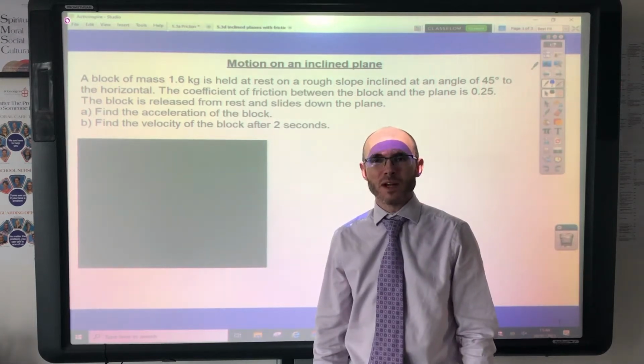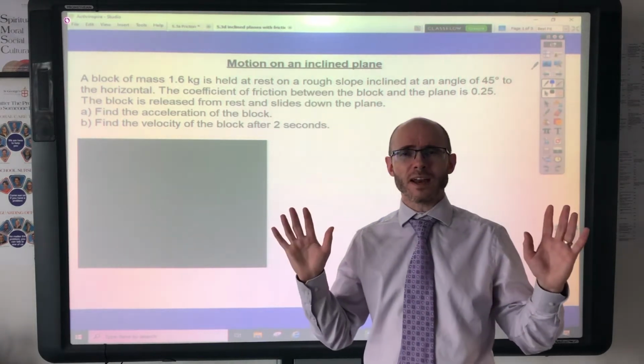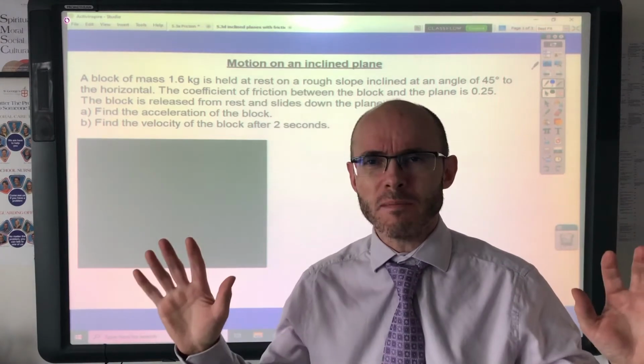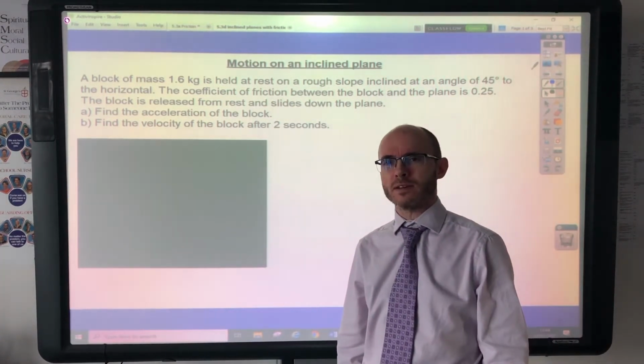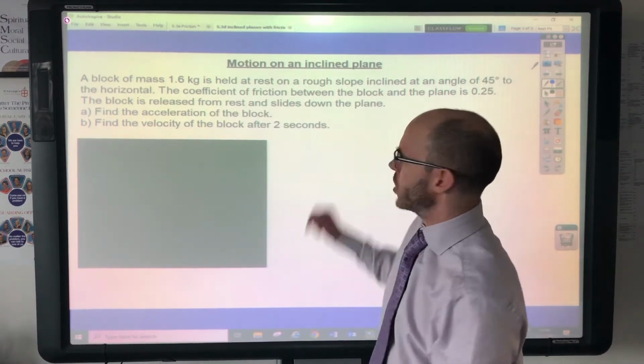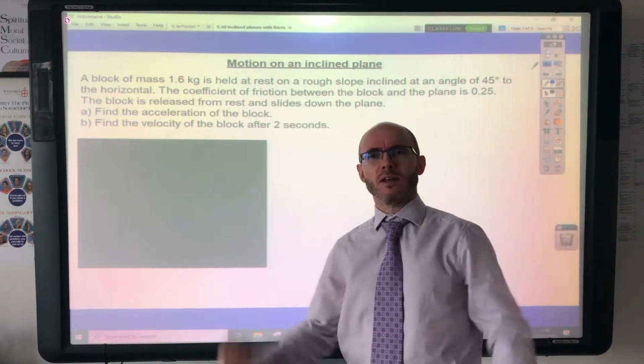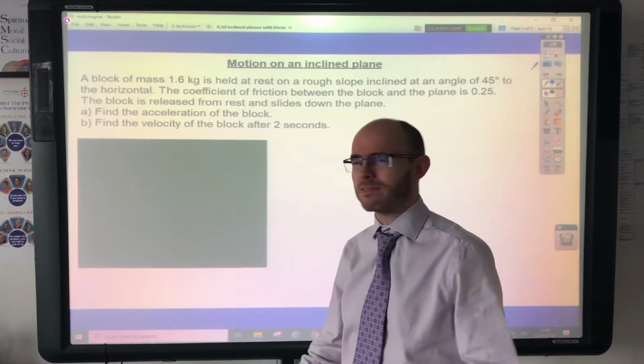Next example. This is motion on an inclined plane. I love inclined planes because they're really challenging questions. They're great, okay? My favourites. Motion on an inclined plane. Yes, let's get into this. You want some of this? Yeah, let's have some of this.